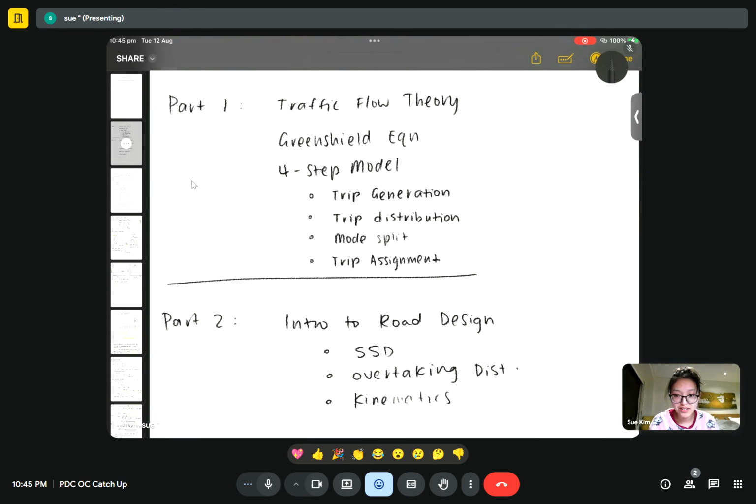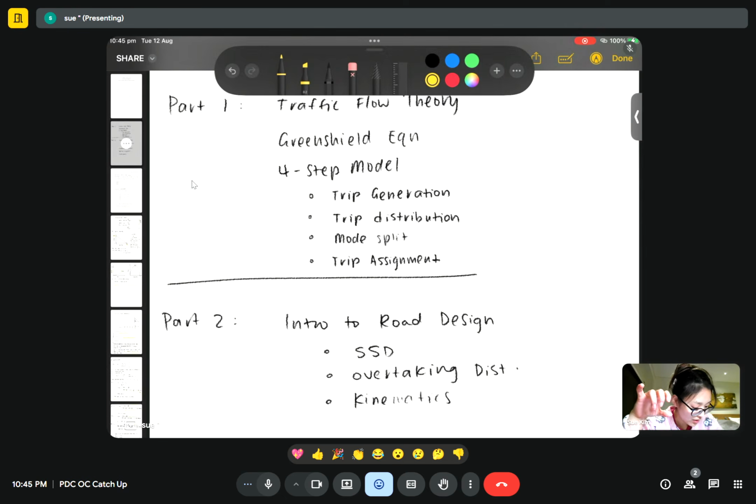Okay, so hopefully you know by now, but the topics are split up into part 1, which is week 1 to 5, and then part 2, which is week 7 to 10. So in part 1, that was calculating how many cars are going through one point, and that came under traffic flow theory. And then the Green-Shields equation was like the graphs like this, which we'll do a question on today. And then the 4-step model had trip generation, trip distribution, mode split, and trip assignment.